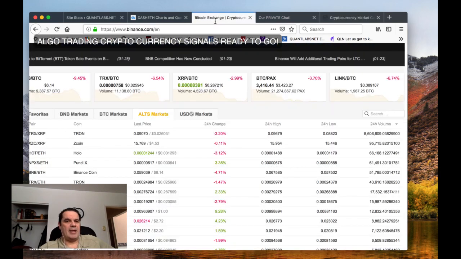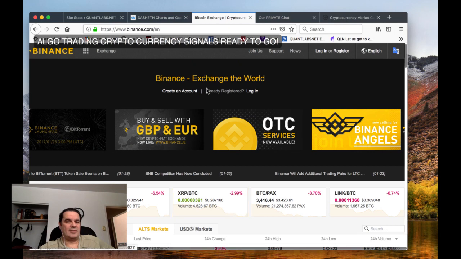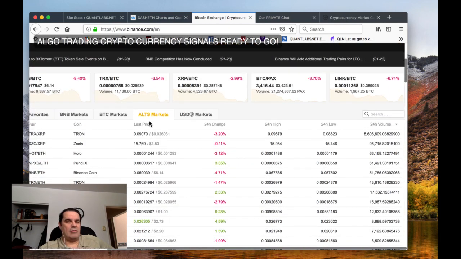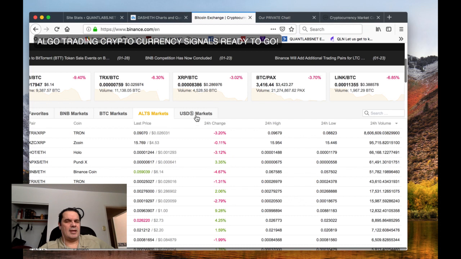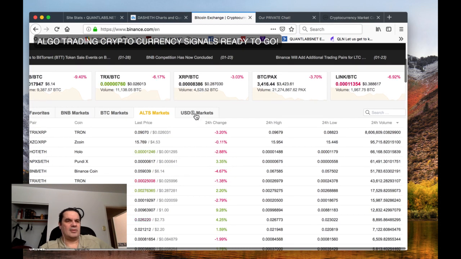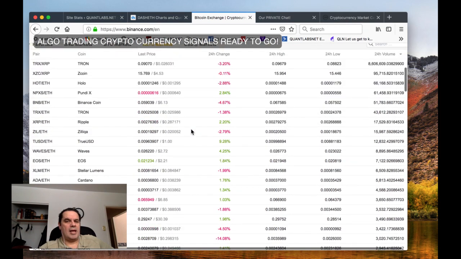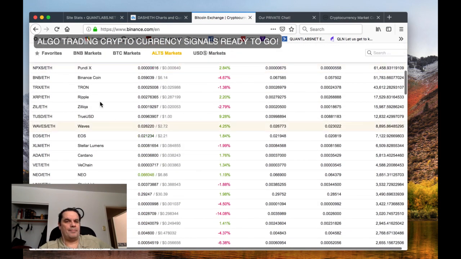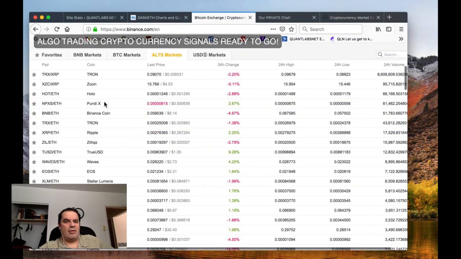But here's the other one, Binance. Okay, so this is Binance. They've just changed this around. We have the BTC markets, the BNB markets, and the Tether markets. The BNB markets and Tether are kind of useless. It's not a lot of volume. But this alternative market's getting pretty crazy. When you look at it, it was traditionally held up with Ethereum.